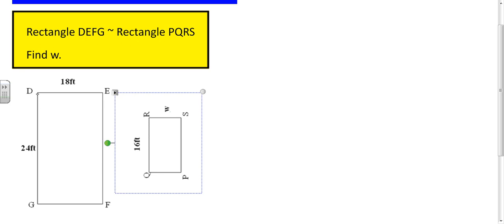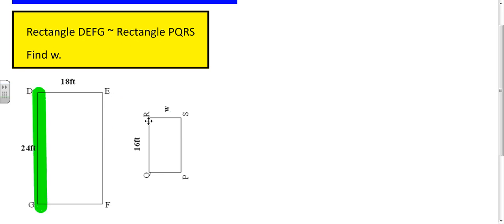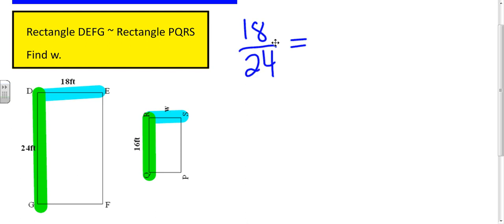So I've got the left side here, DG, right, corresponds to QR. And I have the top here, DE, corresponds to RS. So when I write my proportion, I want to write it as 18 to 24 equal to, so I did the top to the left, so I'm going to set it up on the other side as equal to the top to the left, W over 16.